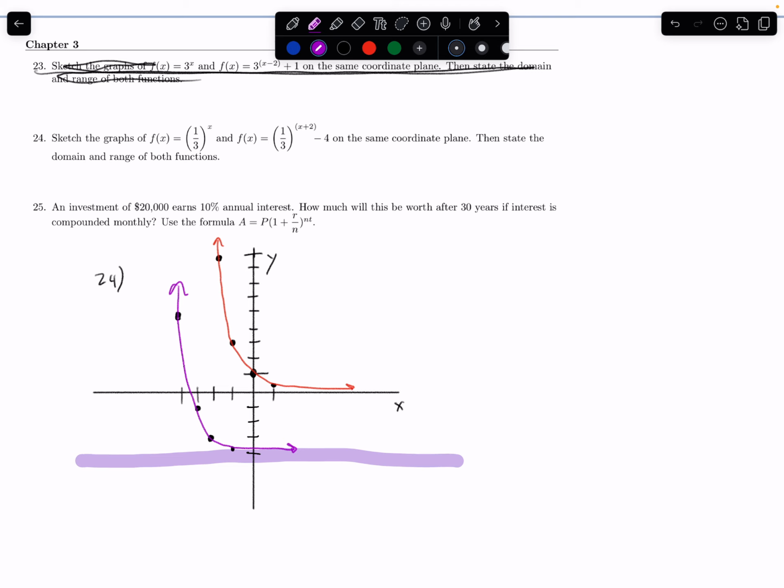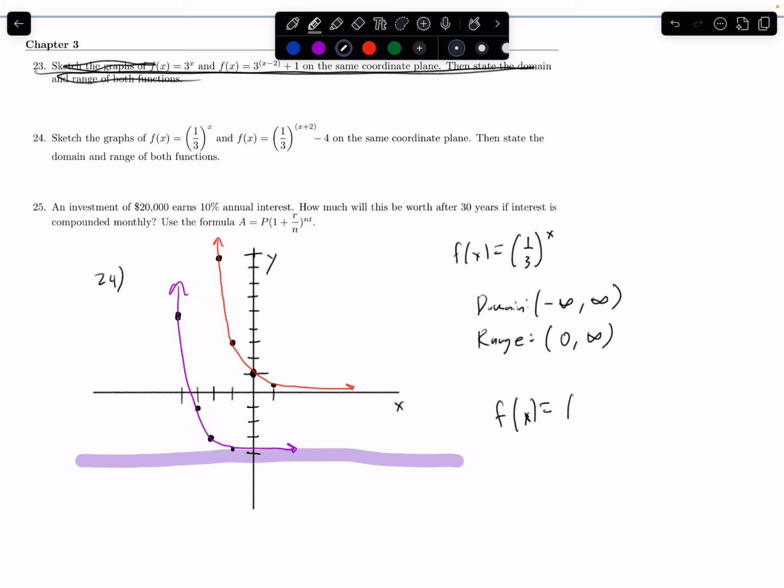Okay, that's the sketch. Now let's do the domains and ranges. Starting with 1/3 to the x. The domain, again, is similar to last time: -infinity to positive infinity. You're going forever to the left and forever to the right. The range for the original, you don't go below 0. So kind of same as last time. It just happens in reverse, but it doesn't matter for the range. Still going as high as you want, still going down towards 0.